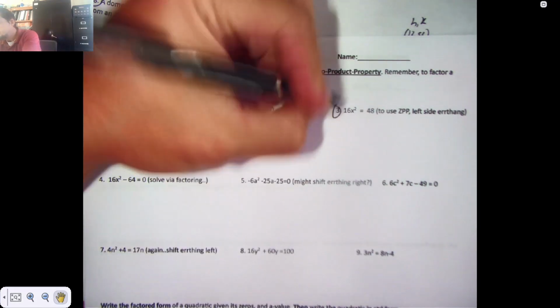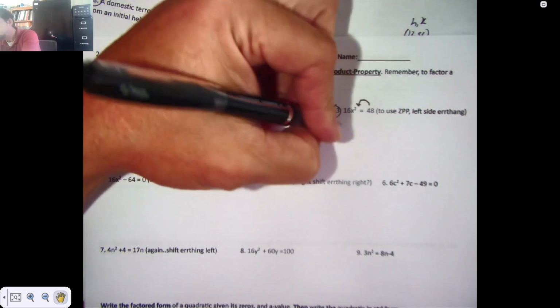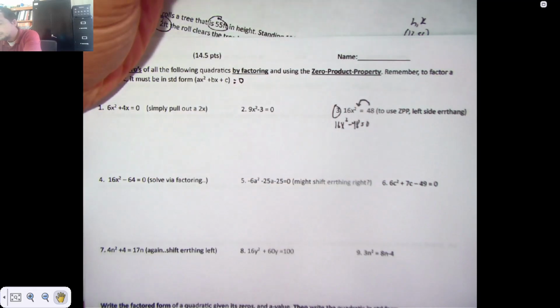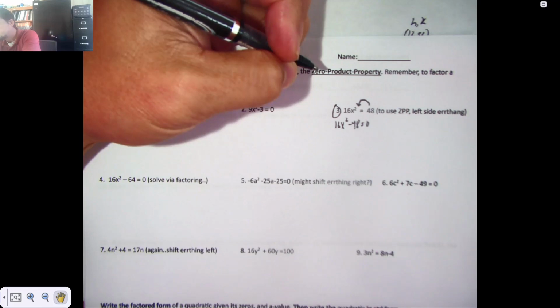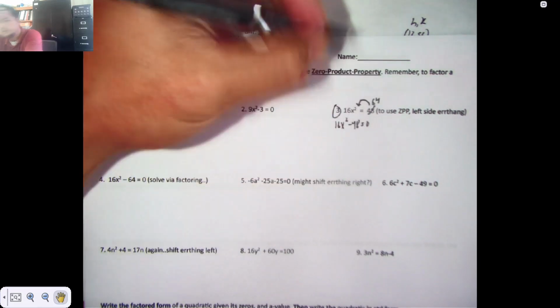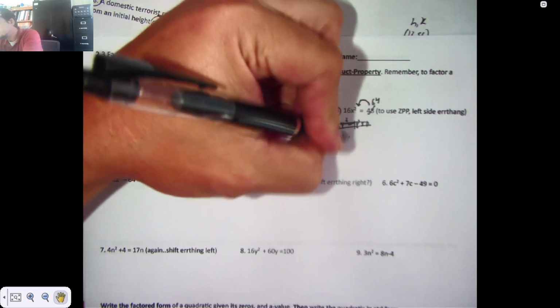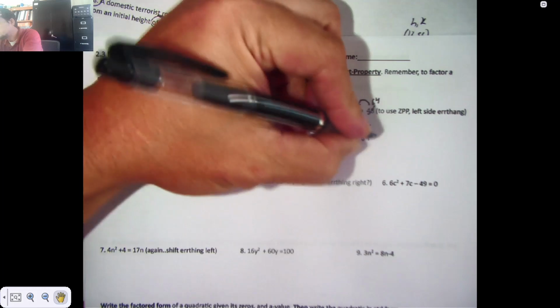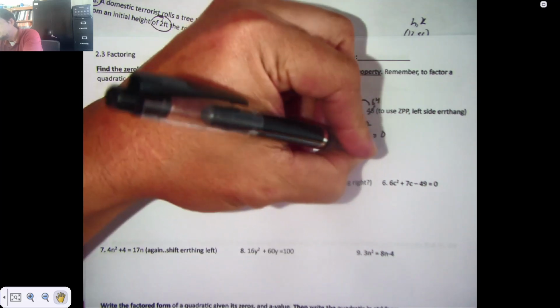I'm going to do 3. It's supposed to be an easy one. I'm going to move the 48 over, and then I'm going to pull something out. I'm also going to change the number to a 64. There's a reason for that. Now it's set equal to 0. If I pull a 16, I get x squared minus 4 equals 0.